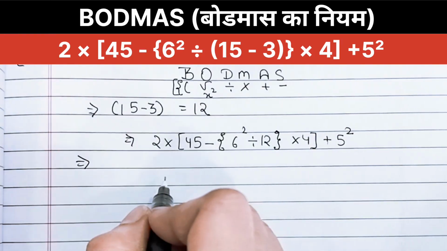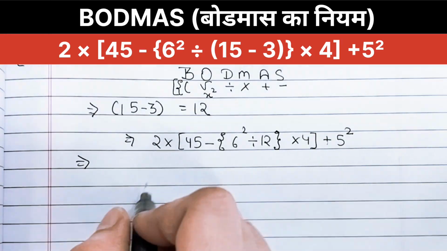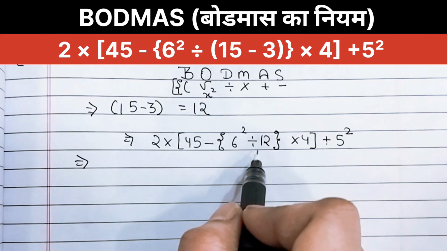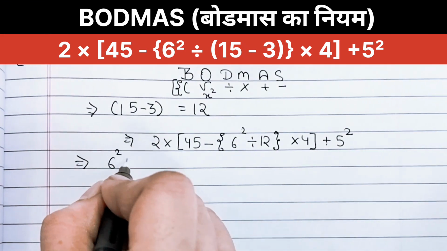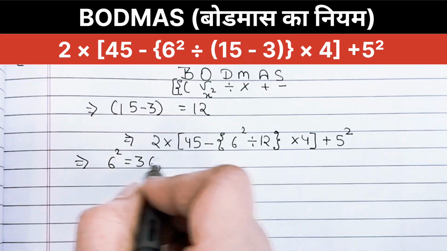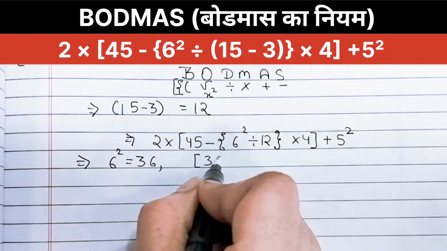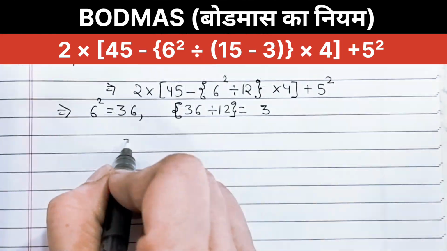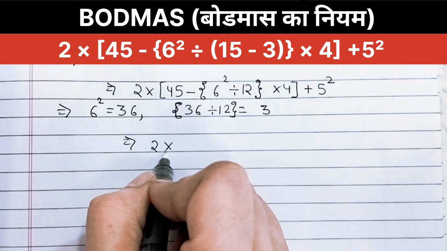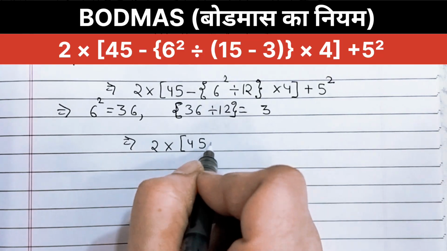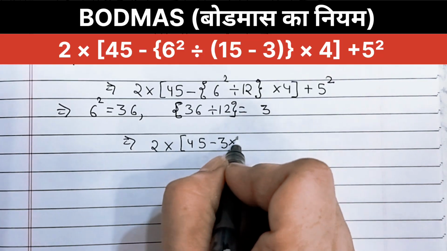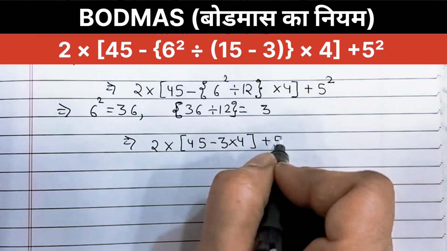Now the second step says curly braces and orders. Solve the exponent inside the braces. First we solve 6 square equals 36, and after that we divide the values, 36 divided by 12. Now the expression becomes 2 multiply square bracket 45 minus 3 multiply by 4 plus 5 square.